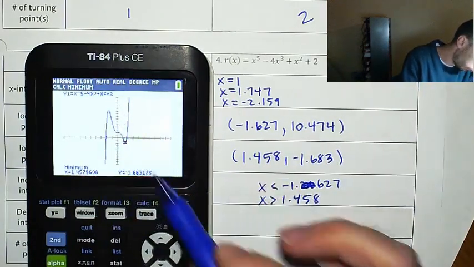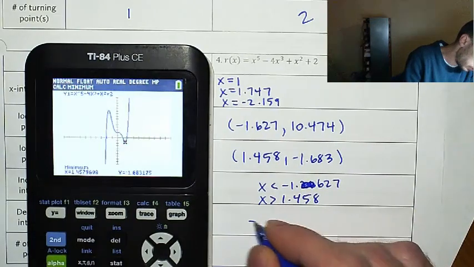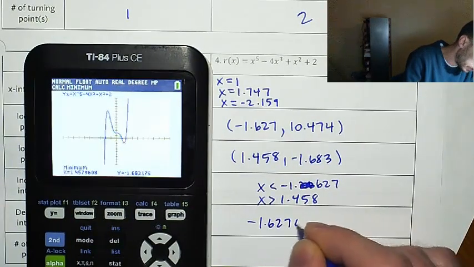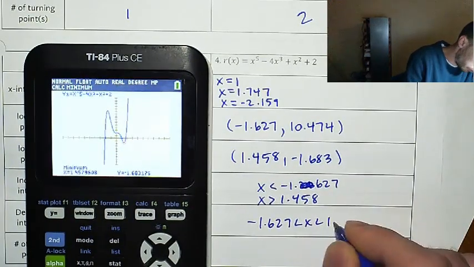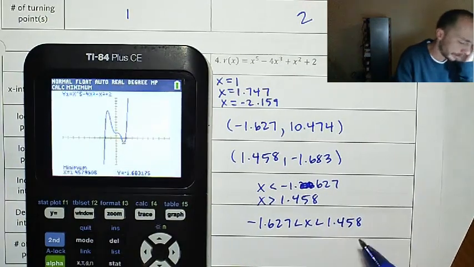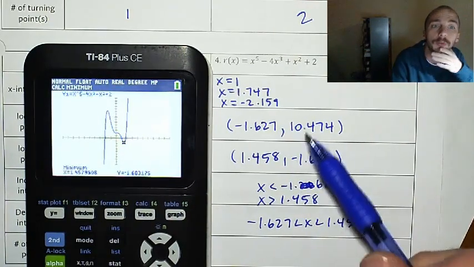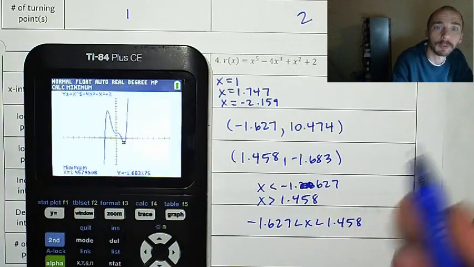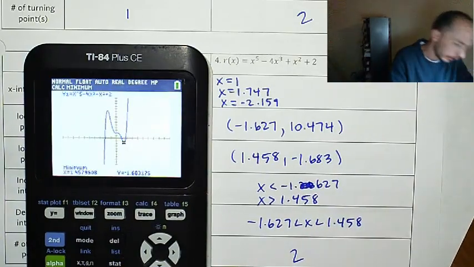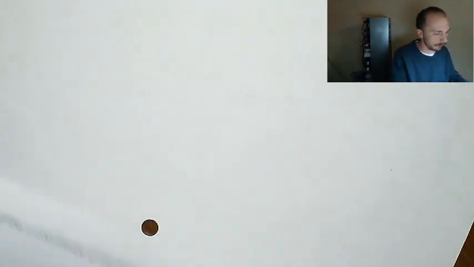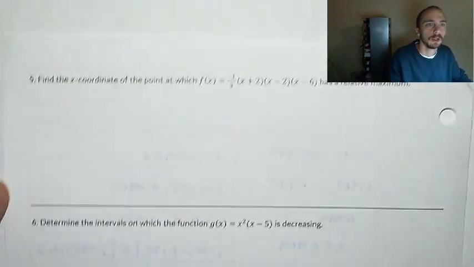Decreasing between the two extrema, so that would be between -1.627 and 1.458. And then the number of turning points is the number of extrema. I had one maximum and one minimum, so it's a total of 2 turning points. All right. It starts to speed up a little bit.